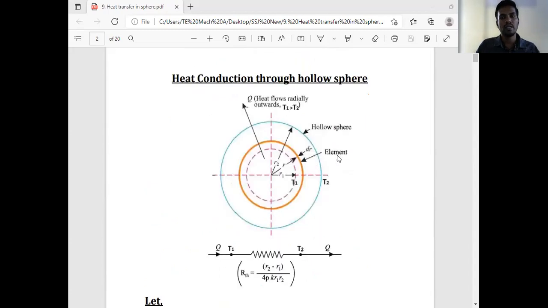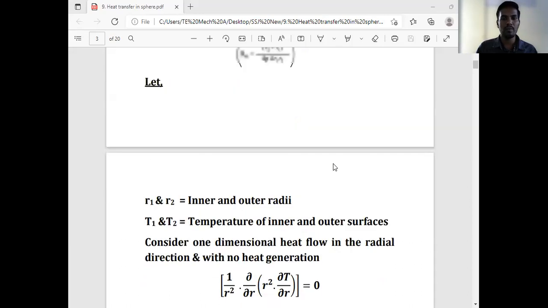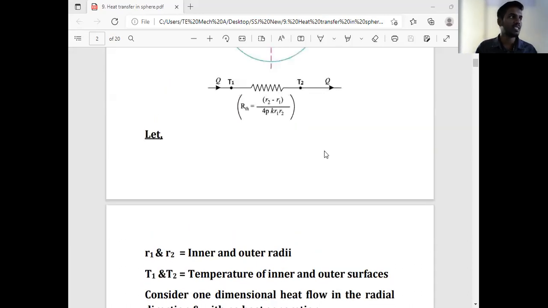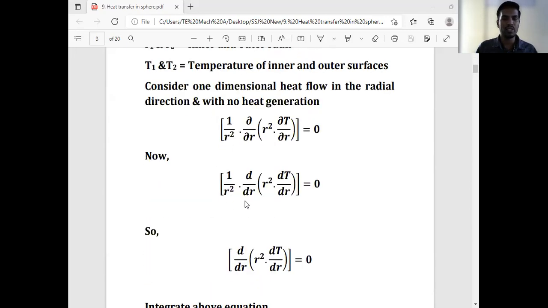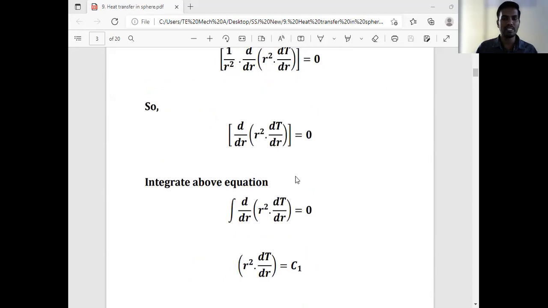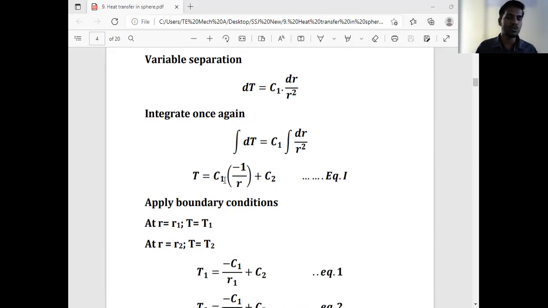Whatever the general heat conduction equation is for the spherical coordinate system, we have written that equation and considered some assumptions. Steady state heat flow is there, and heat generation is not there. According to that, we have written the equation 1 upon r square d by dr into bracket r square dT by dr is equal to 0. We integrate this equation 2 times, and by integrating, we get the equation T is equal to C1 into bracket minus 1 upon r plus C2. Then we apply the boundary conditions.